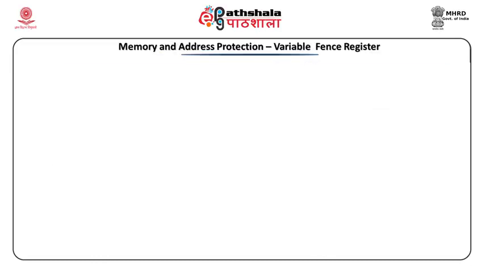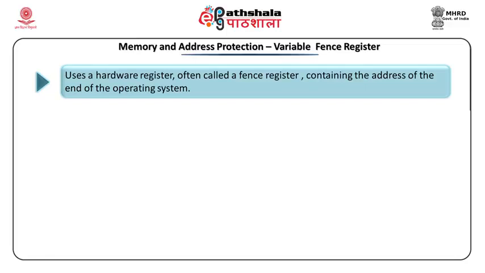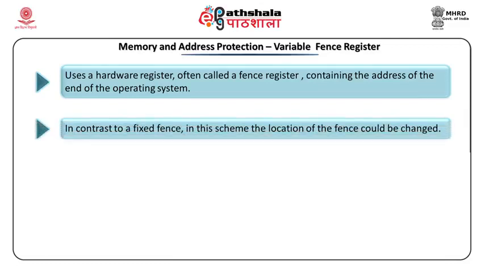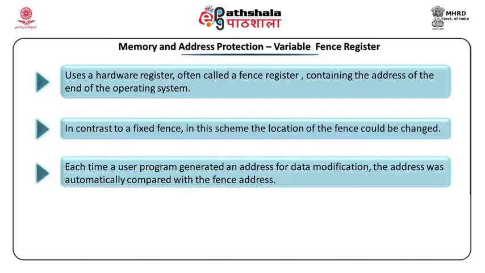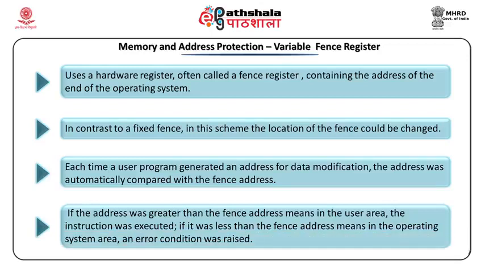The variable fence register uses a hardware register. It is called a fence register and it contains the address of the end of the operating system. In contrast to a fixed fence, in this scheme the location of the fence could be changed. Each time a user program generated an address for data modification, the address was automatically compared with the fence address. If the address was greater than the fence address, that means the address called by the user is in the user area and the instruction will be executed. If it is less than the fence address, then an error condition will be raised.